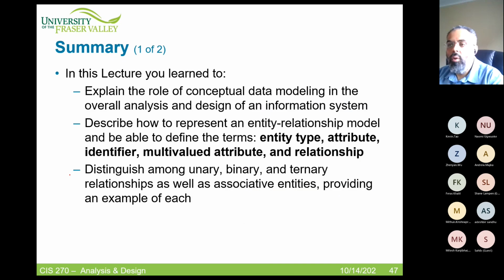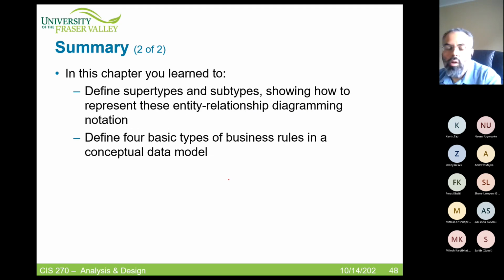This was all that we have discussed today. We have discussed conceptual data, the entity relation diagram, entity types, and attributes. We talked more about different relationships, and we talked about supertypes and subtypes, and we have already defined the 4 basic business rules that we have already discussed.